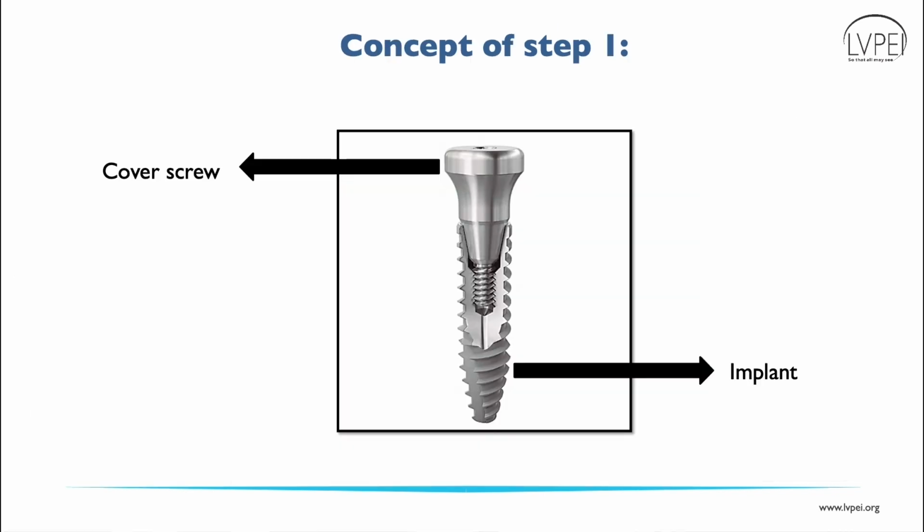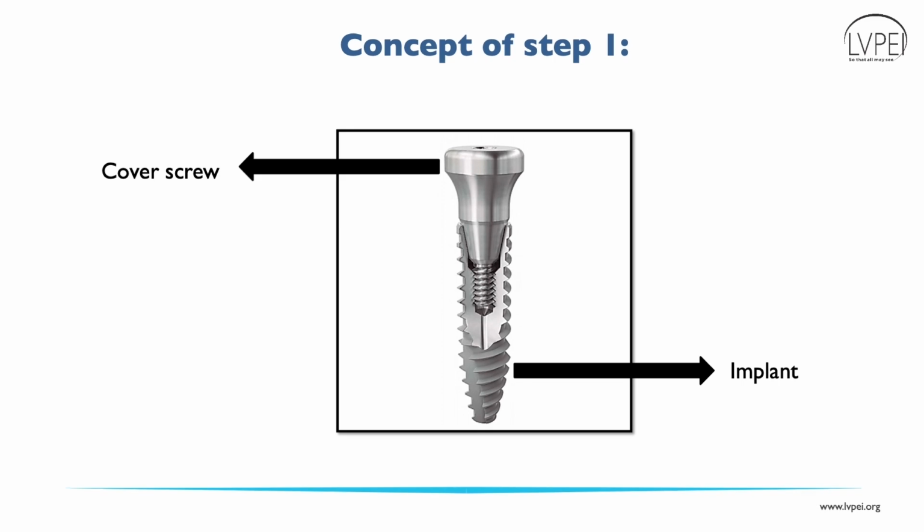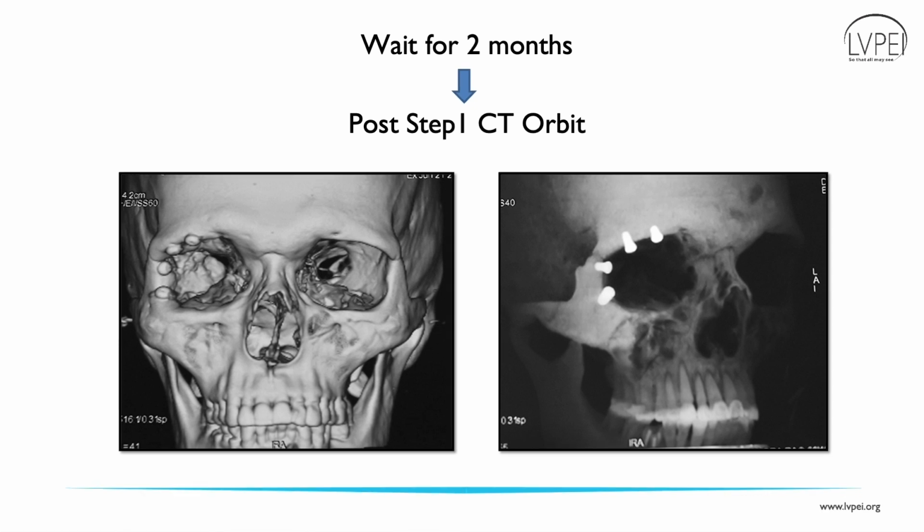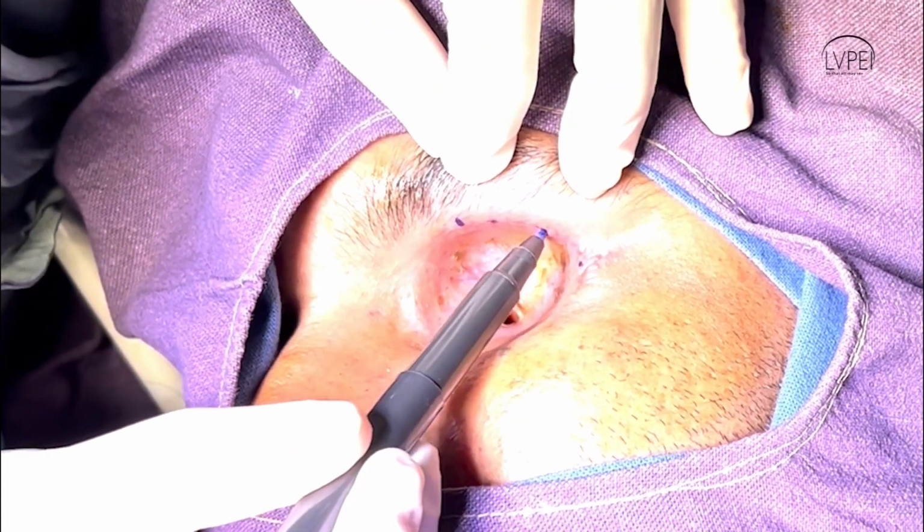By the end of step 1, the implant is placed inside the osteotomy and cover screws are placed on top of the implant to prevent epithelial ingrowth, and the skin is closed over it. After a wait of roughly 2 months for complete osseointegration, we take a CT scan again to confirm the position of implants with respect to the orbital rim. Now it's time to consider step 2. Let us move on to the procedure of step 2.